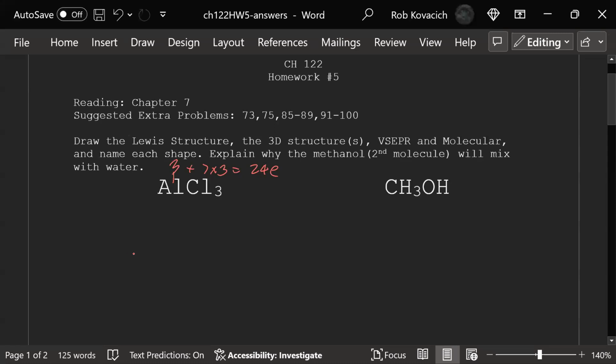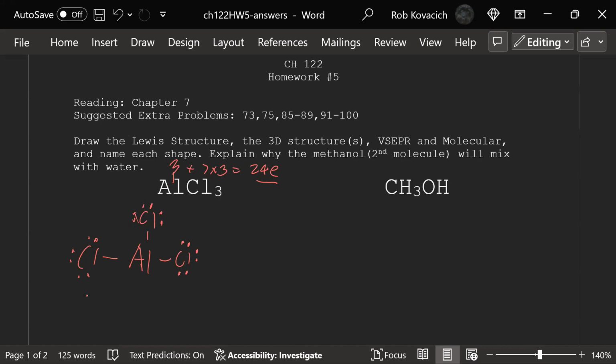I'm going to put the odd element in the middle, and then I'll put the chlorines around the outside. So those lines mean we've used 6 of our electrons, and we need to use 24. And the aluminum's happy because we said that it only wants to see 6. And then if I put 3 lone pairs of electrons around each of the chlorines, there's 8 here, 8 here, and 8 here, and that gets me to 24.